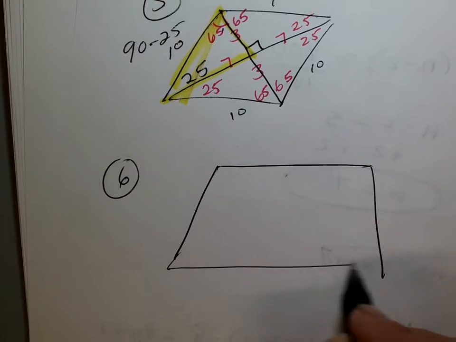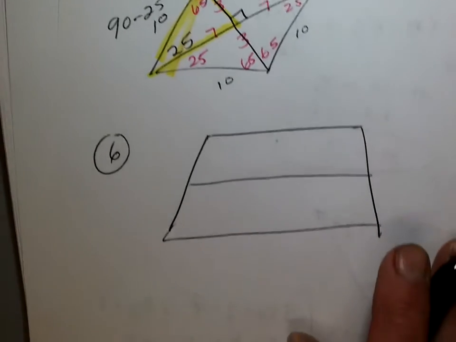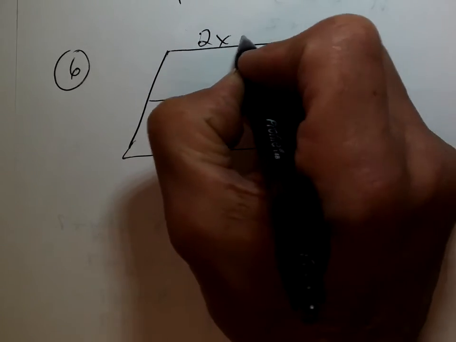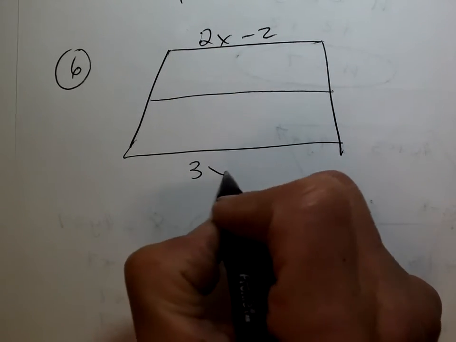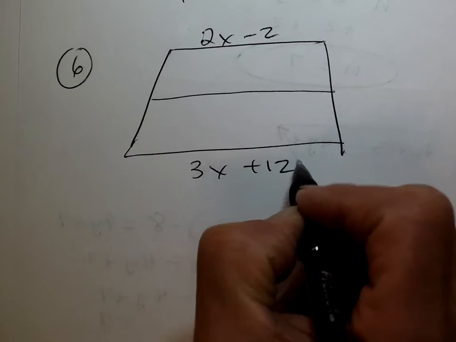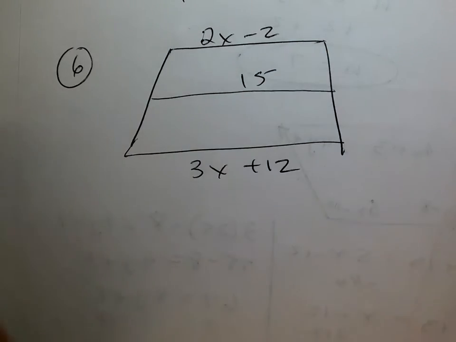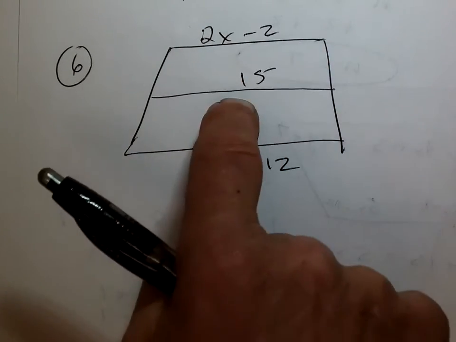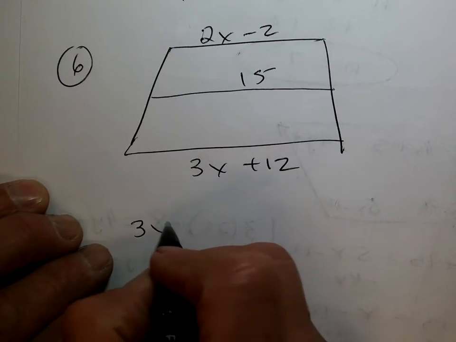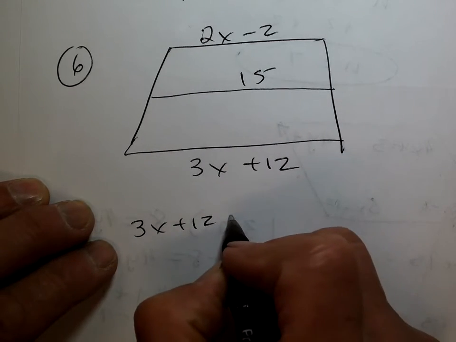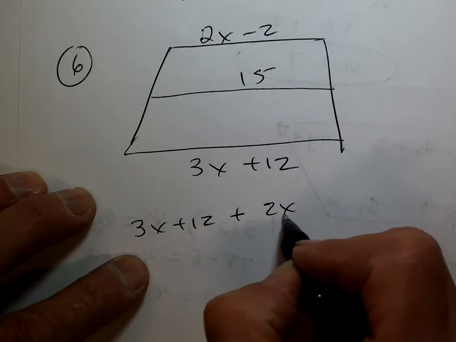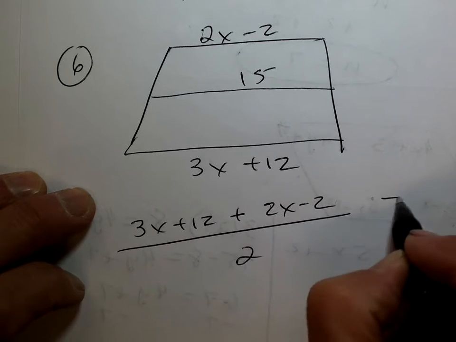Okay, it is a trapezoid. And what I know is the first base is 2x minus 2. The second base is 3x plus 12. And the mid segment's 15. So if we want to find the sides, let's find x. So base 1 plus base 2 divided by 2 equals mid segment. The mid segment is already 15, but we need to find the lengths of these two bases.